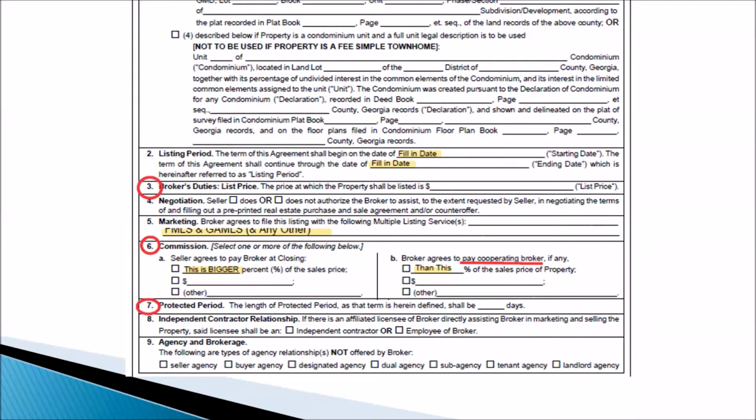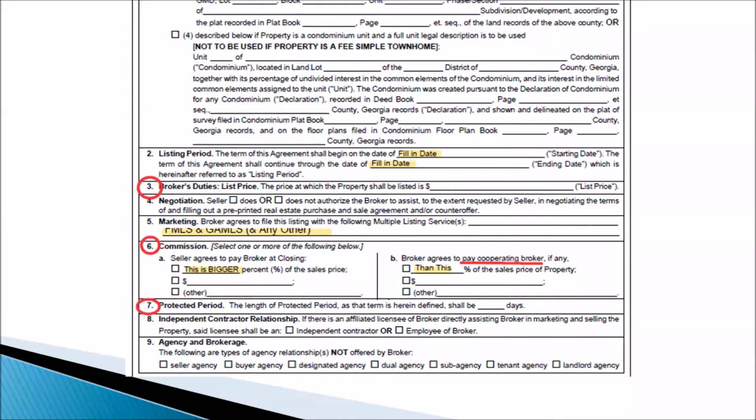How does the money all trickle down? In this listing agreement, it says the seller agrees to pay the broker at closing. Which broker? The listing broker. So all of the money, the entire commission, is contracted for in this listing agreement. The seller is paying the money, and the seller agrees to pay the listing broker.